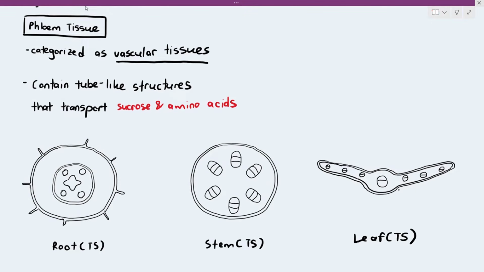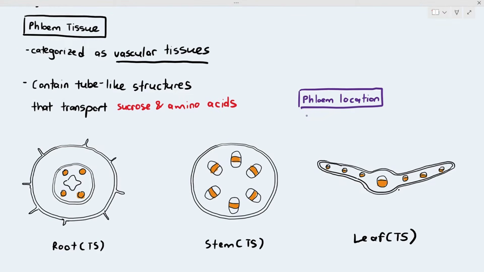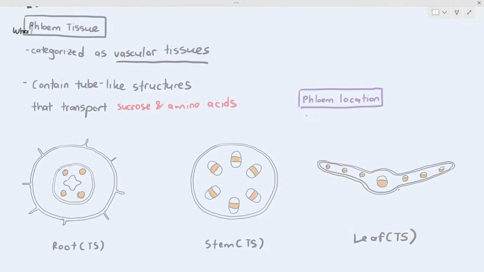Where are the locations of the phloem tissues? As you can see here, I'm showing you the root cross section, the stem cross section and the leaf cross section. TS just means transverse section, which means cross section, same thing. Where I have highlighted in orange or brown or beige, I have no idea what that color is, looks beige-ish, okay? That's where the phloem tissues are actually located. So you have to be mindful of the location of the phloem in the roots, the stem, and also the leaf. At least that's the first thing we have to know.